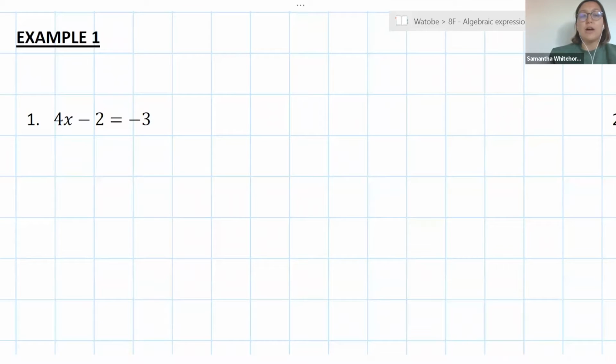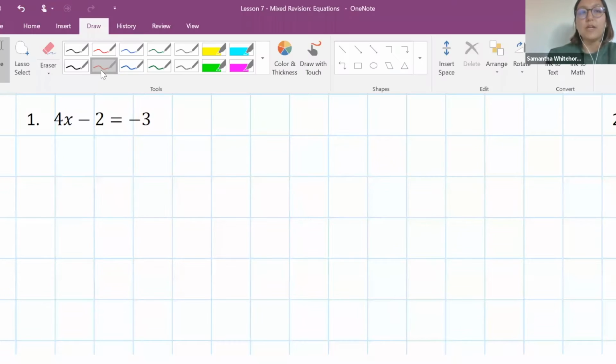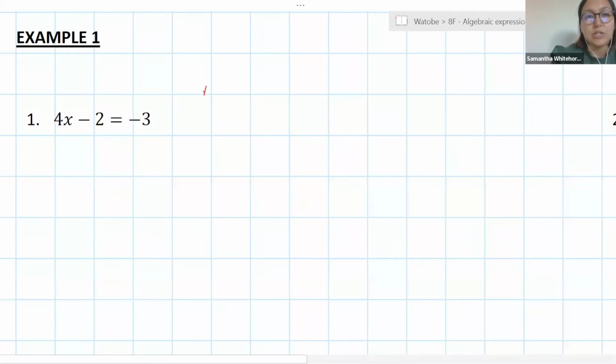We are having a look at equations, and our very first question here is 4x minus 2 equals -3. When we're looking at equations, the really important thing to take note of is what inverse operations we are going to use to solve this equation. Now, inverse is basically opposite.